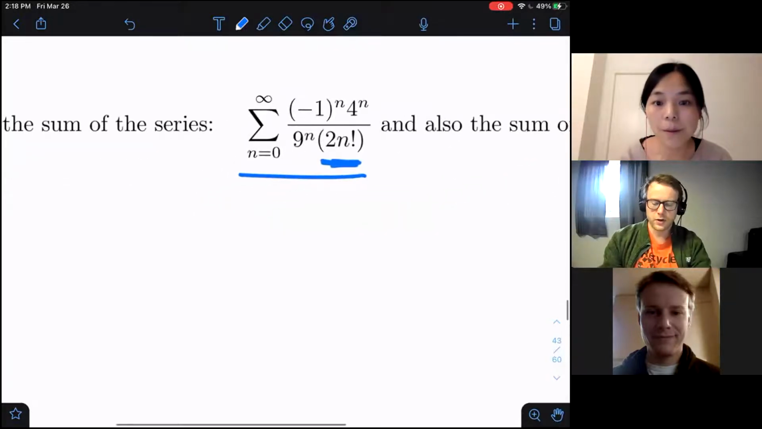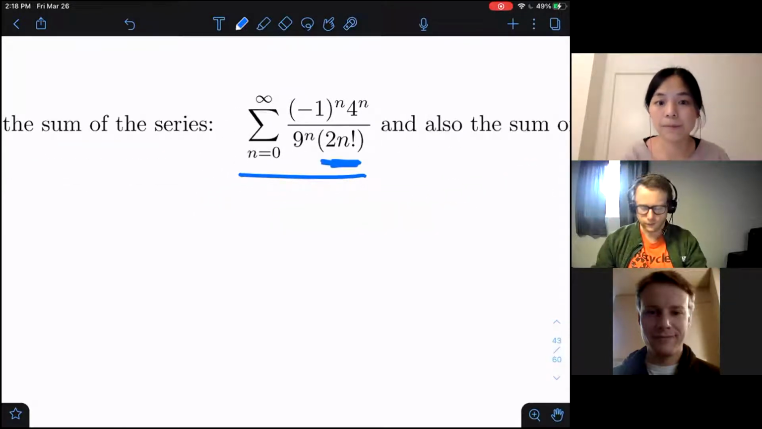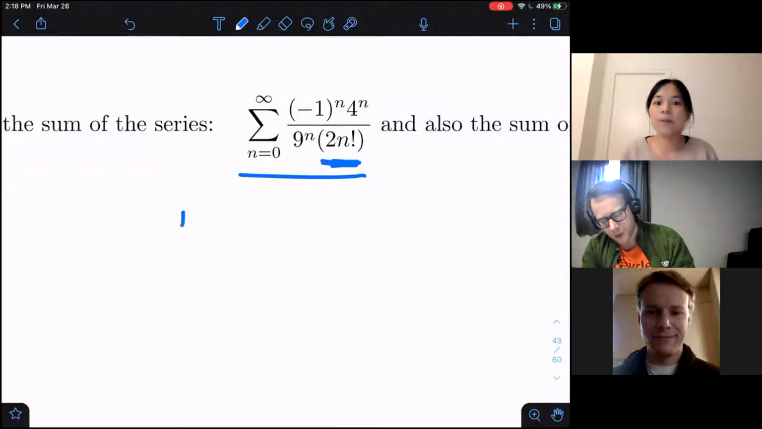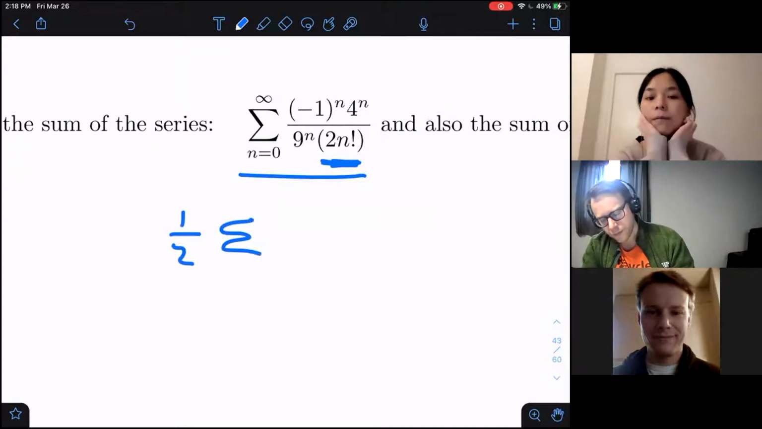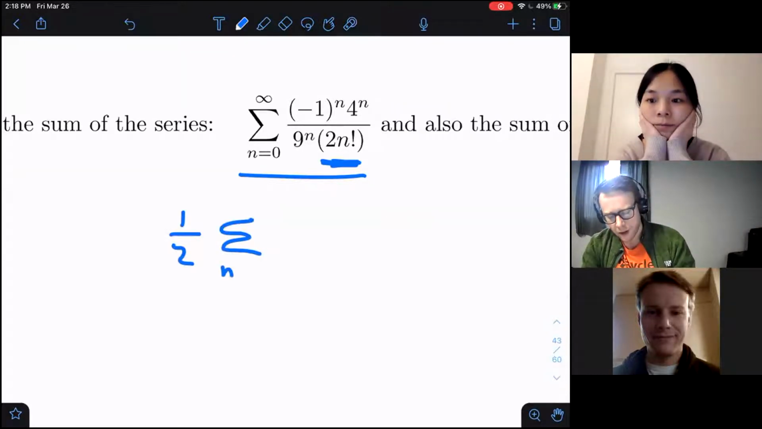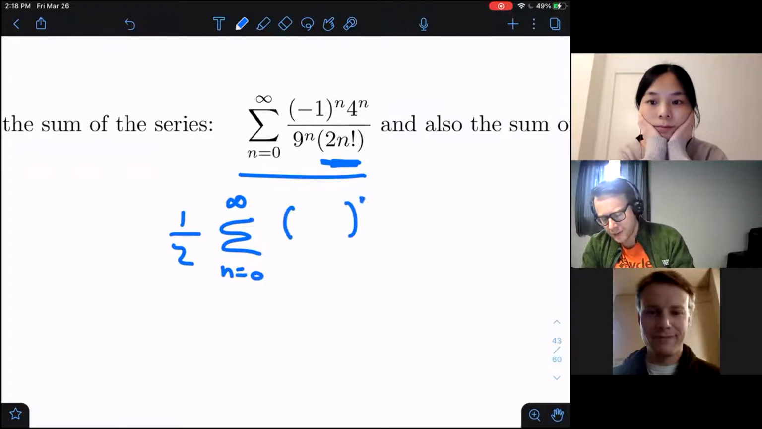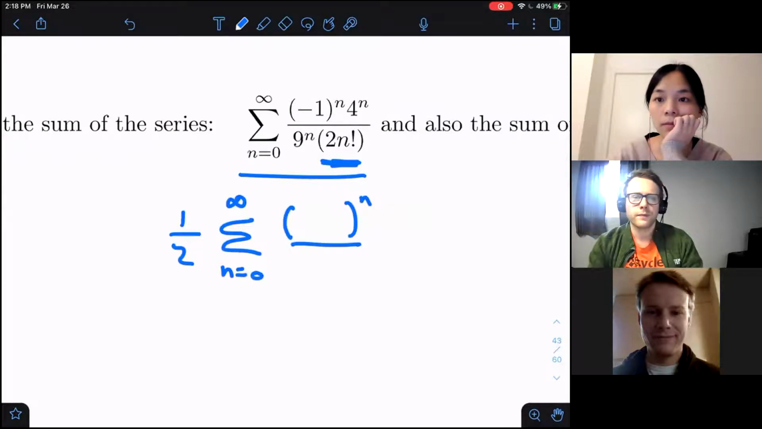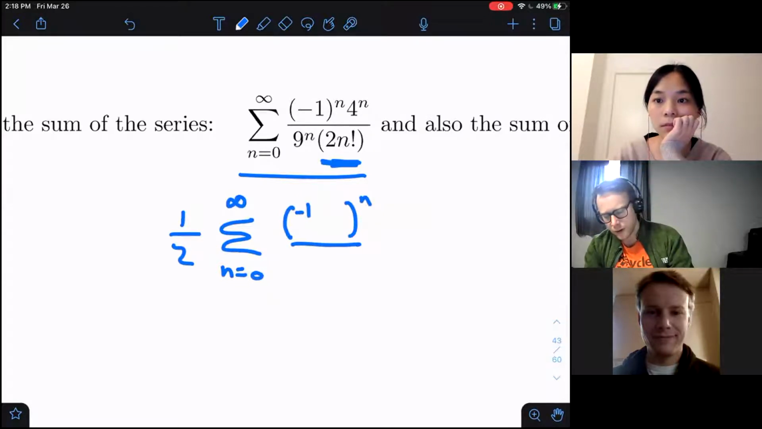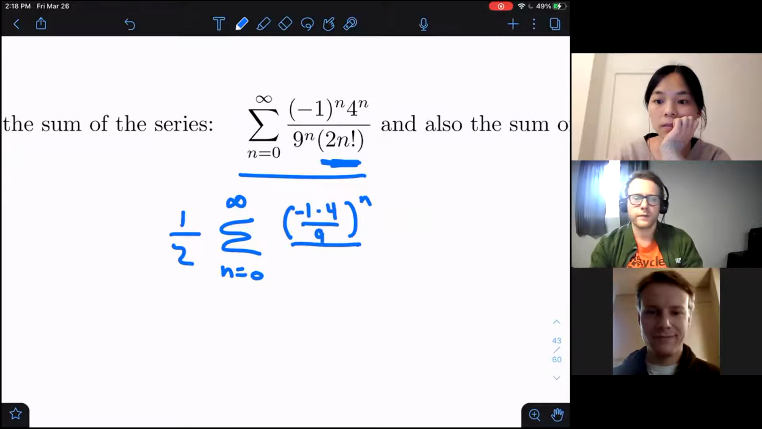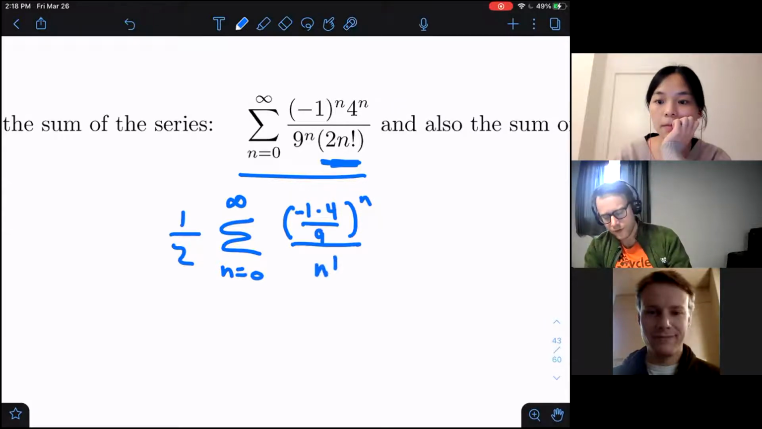So this first one, let's go ahead and do a quick rewrite. I'm going to take out this 1/2. That's constant in all of them. I'm going to gather all of the stuff that's being raised to the nth power. So let's see, we have a -1, we have a 4, and we have a 9 in the denominator. That's all being raised to the nth power here. In the denominator, we have n factorial.